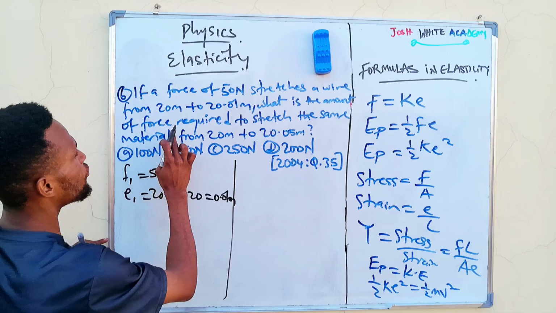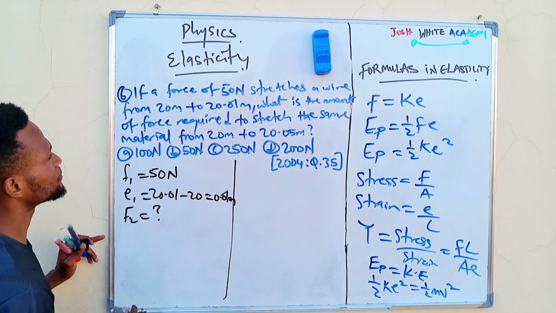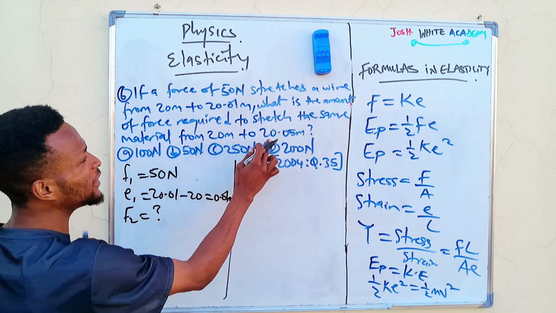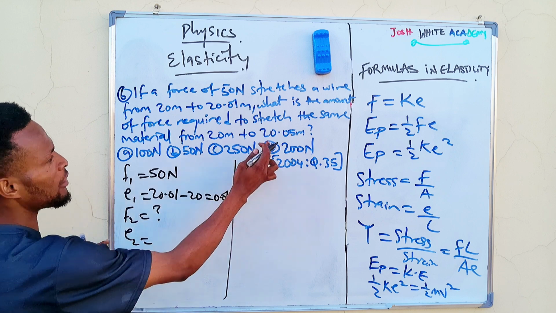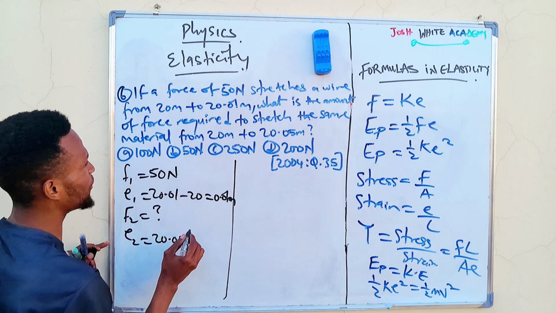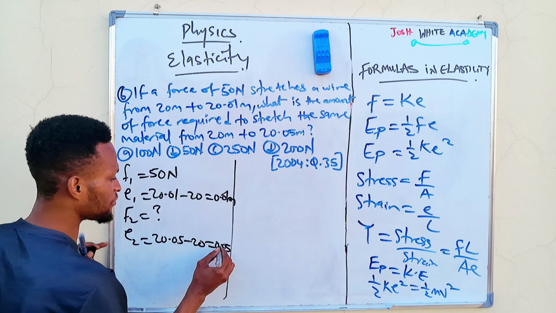What is the amount of force required? Our F2 is what we are looking for, to stretch the same material from 20 meter to 20.05 meter. So our second extension now will be our final length, 20.05, minus our initial length, 20. This will give you 0.05 meter.